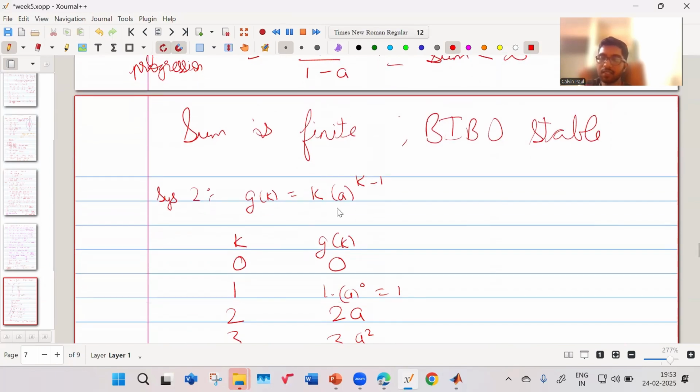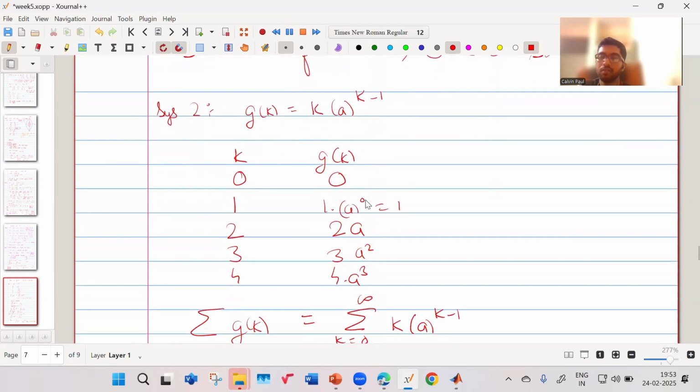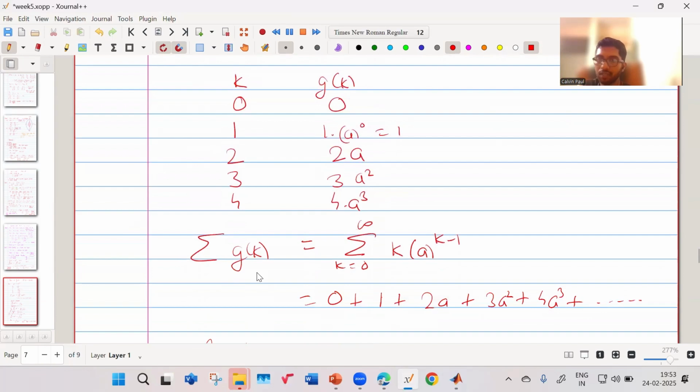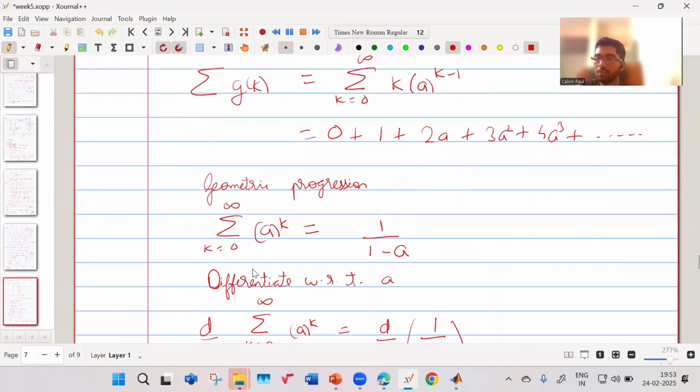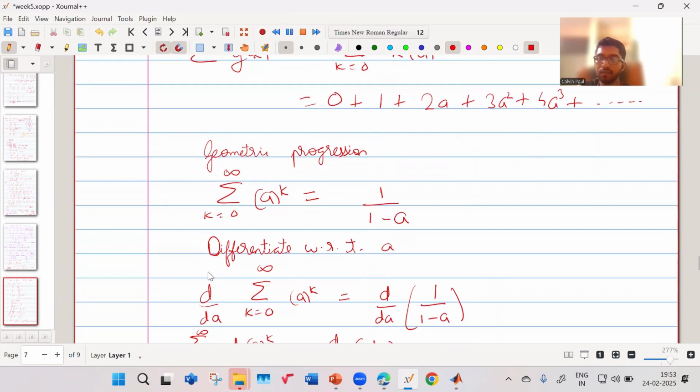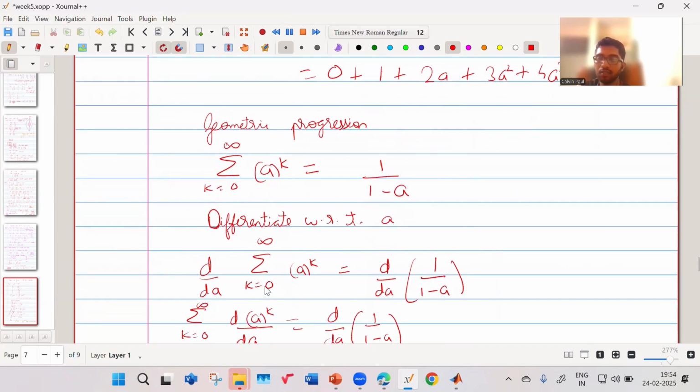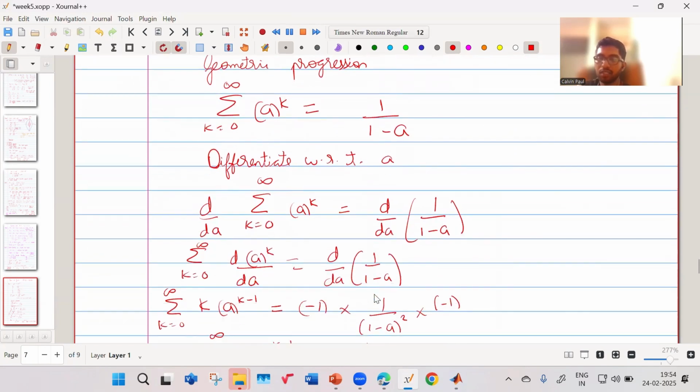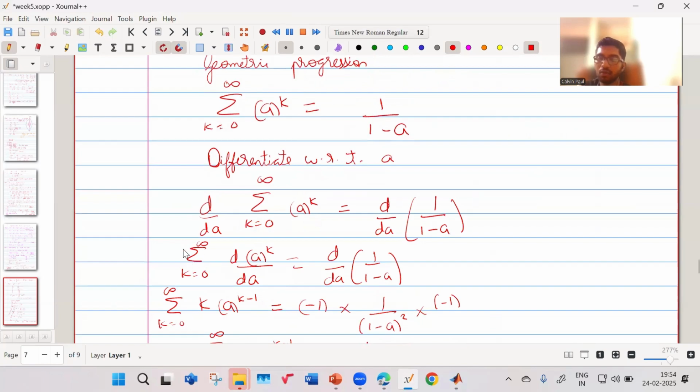Next, we consider a case where it is k into a raised to k minus 1. Now, how do we tackle this situation? This is g of k, right? We have the geometric progression formula, the sum of a raised to k, which is equal to 1 upon 1 minus a. What we do is we differentiate with respect to a, right? So the summation is here, both sides we differentiate, and then we take the derivative inside the sum.